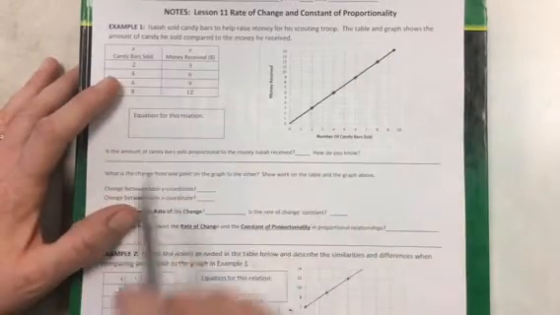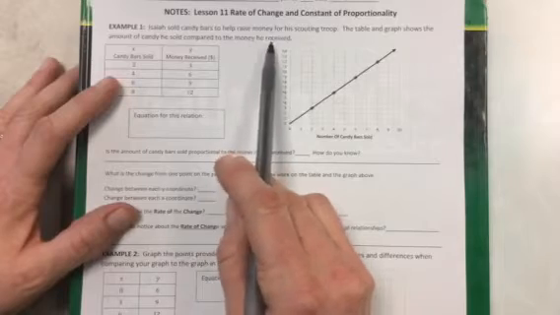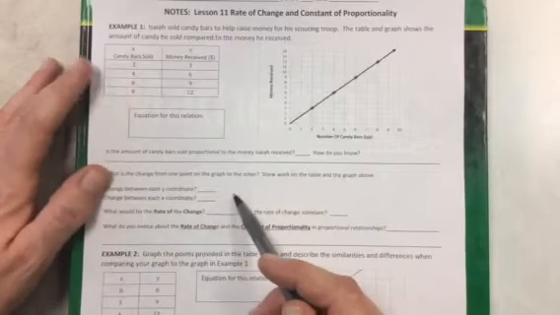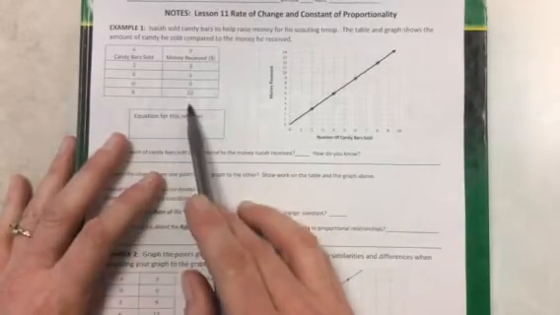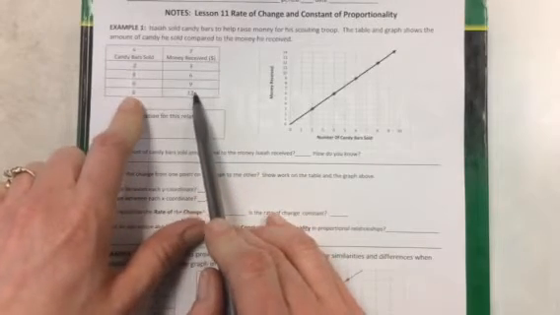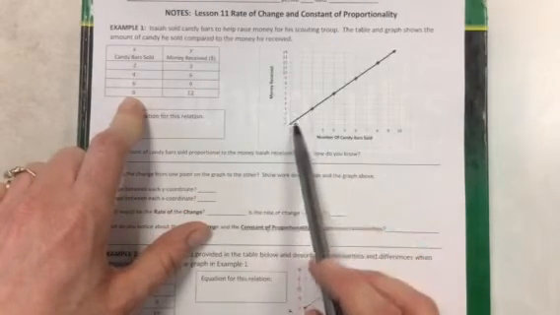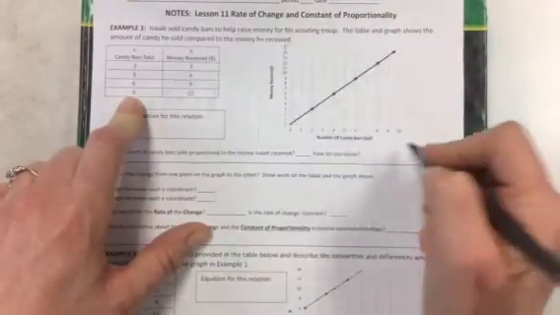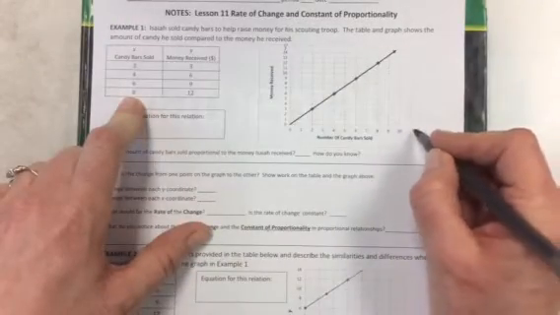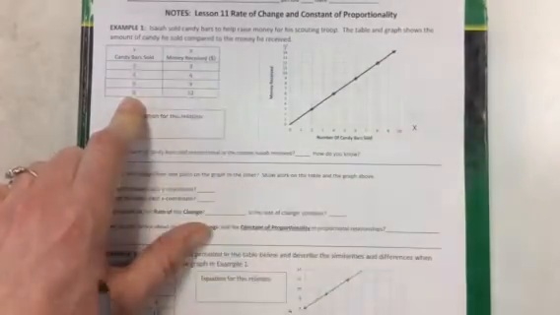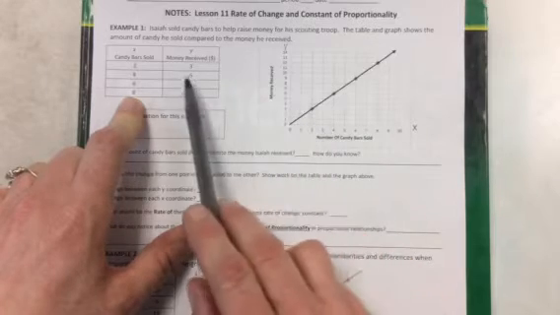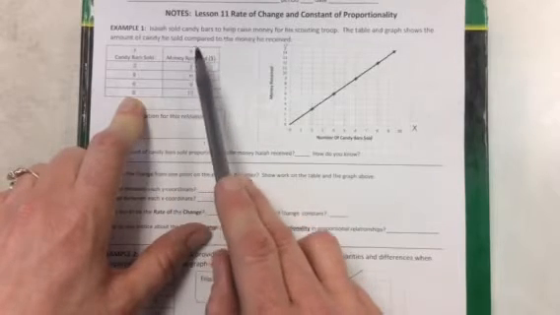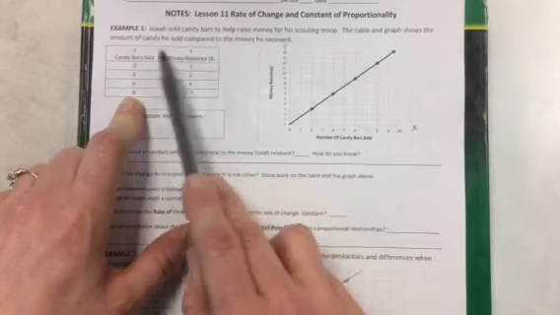Okay, the first example says Isaiah sold candy bars to help raise money for his scouting troop. The table and the graph show the amount of candy he sold compared to the money he received. All right, so we can look at the table and the graph over here, and it's already set up. And so I'm just going to look at the graph and make sure they've got money received on the y-axis. So I'm going to mark that y. And they've got number of candy bars sold on the x-axis. So that's what they have marked, so that's good. And that means that the money received depends on how many candy bars they sold. So it's going to be how much money they make per bar.